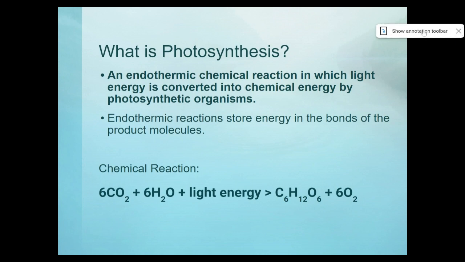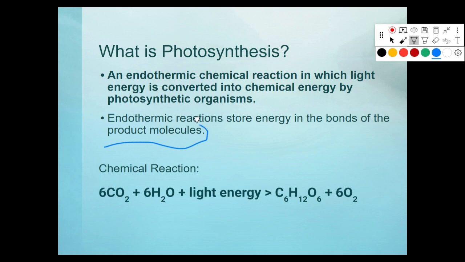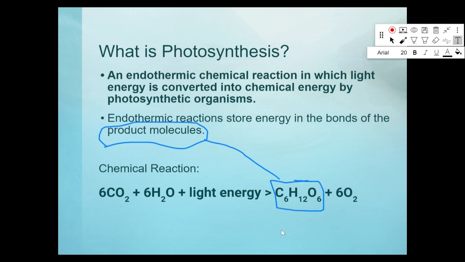In this case, and let me circle this right here, these product molecules, they are talking about this right here. So this right here, C6H12O6, let me write that right beneath here. This is actually glucose. Let me put this here. And so endothermic reactions store energy in the bonds of the product molecules. Again, that product in this case is glucose, and there is energy in that glucose.